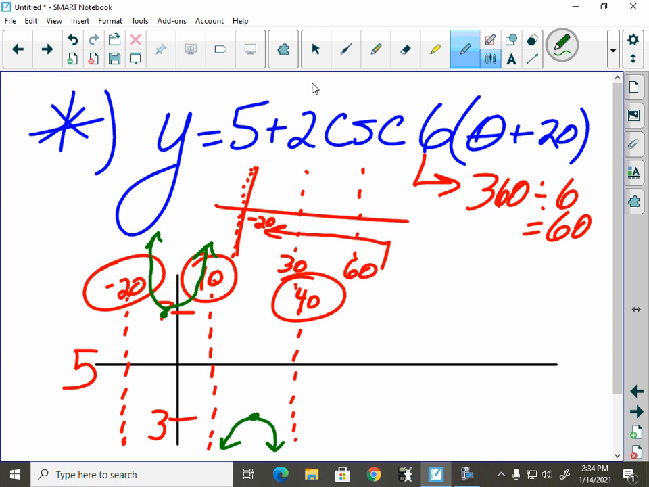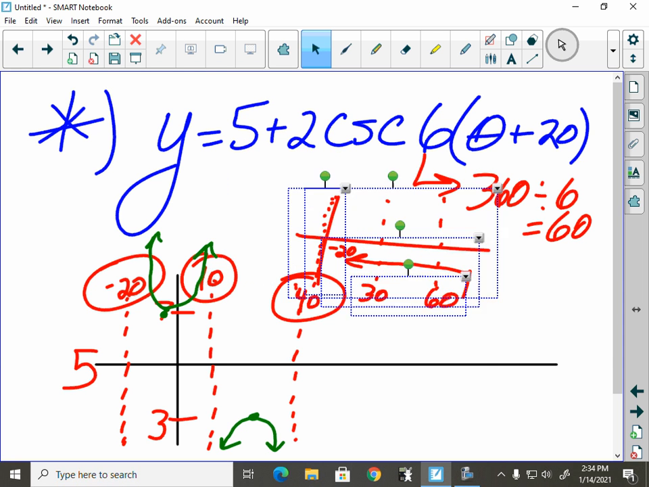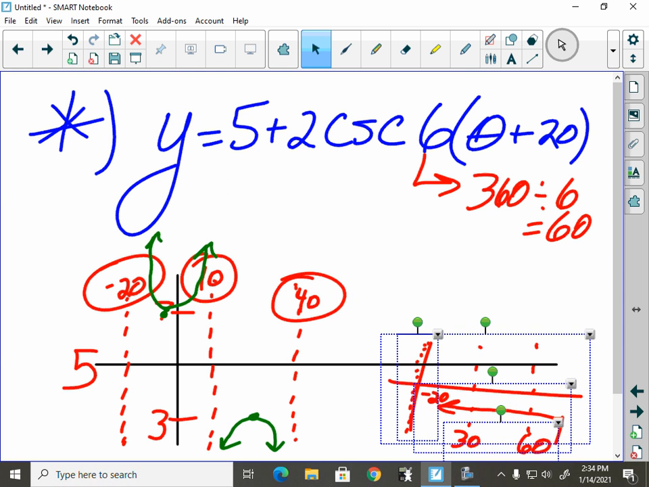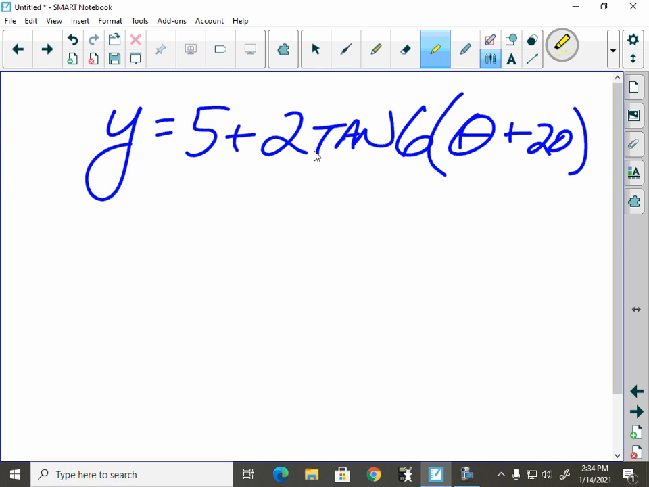So, this was the original, okay? This was the original. That was my thinking. What am I going to have to do with the 30 and the 60? Okay, next. All right, this time it's tangent, but it's still theta.